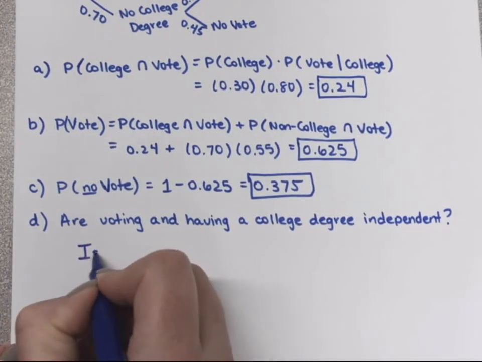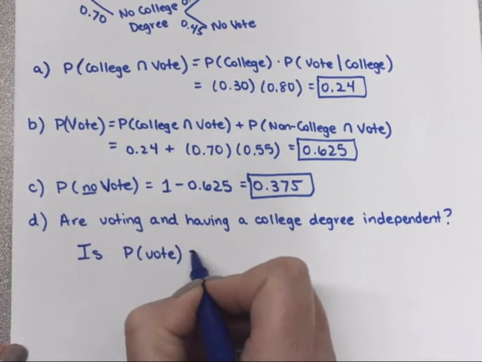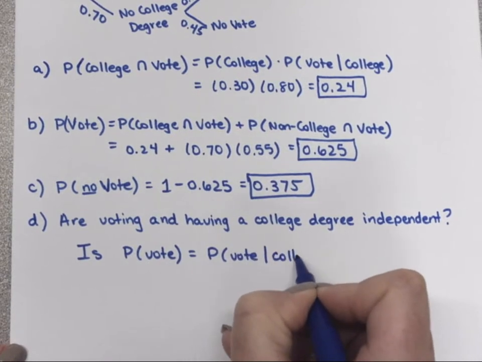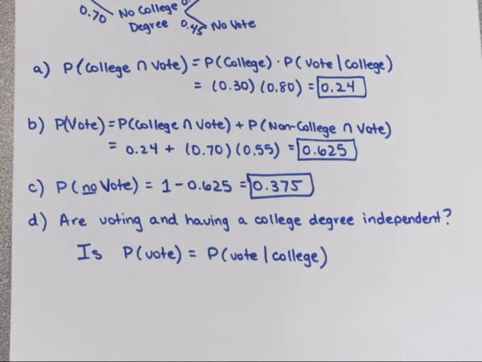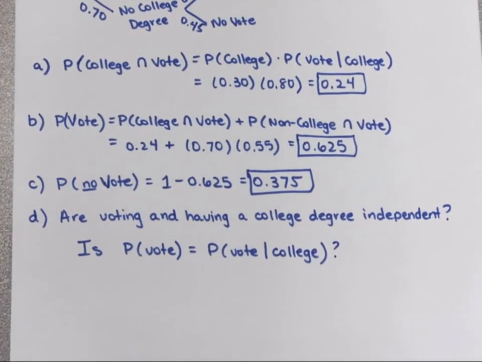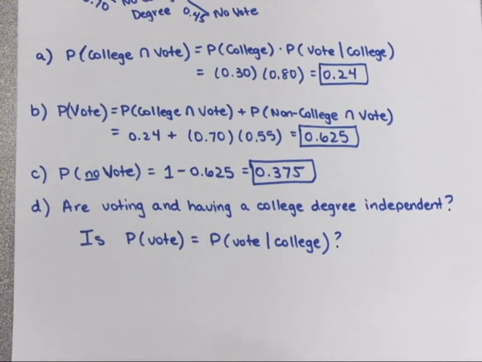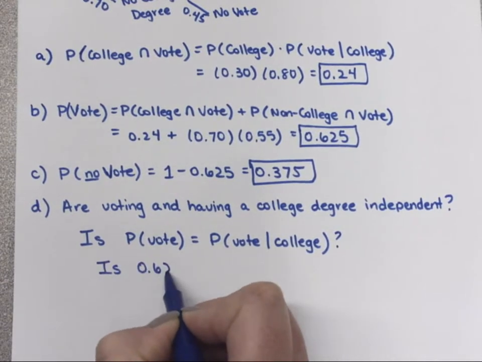So the question it's asking is, is the probability of voting free from any influence from whether or not you went to college? In other words, is that second thing unimportant? Okay, is the college degree important to the fact that you decided to vote or not? So we already figured the probability of voting out, right? What did we figure it was? Yeah, it was 0.625.